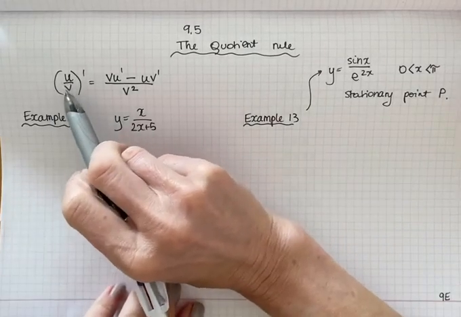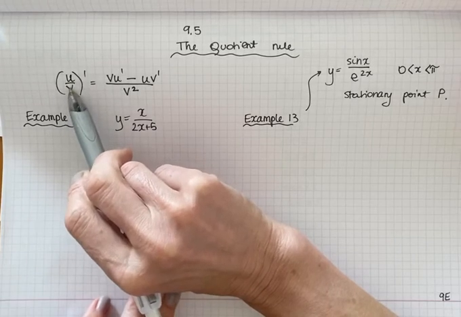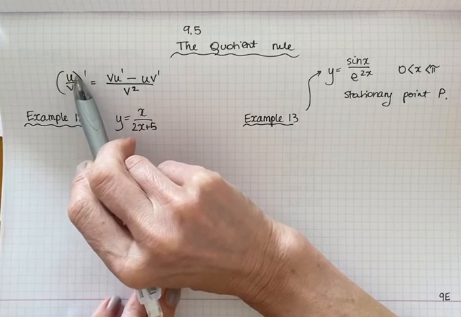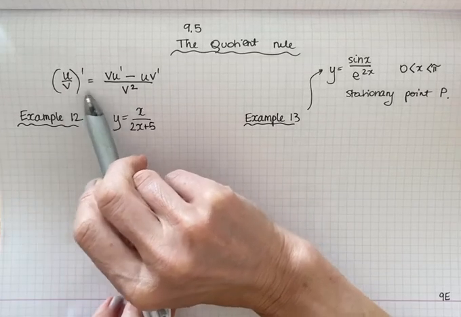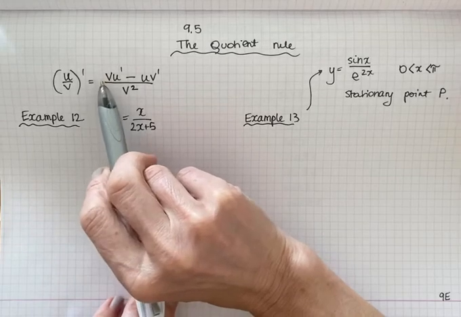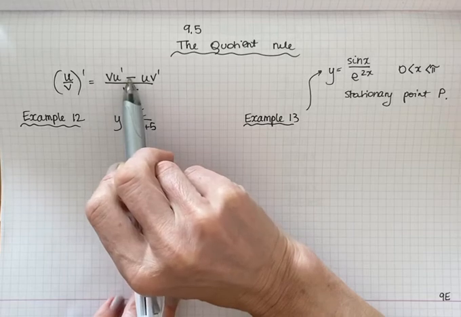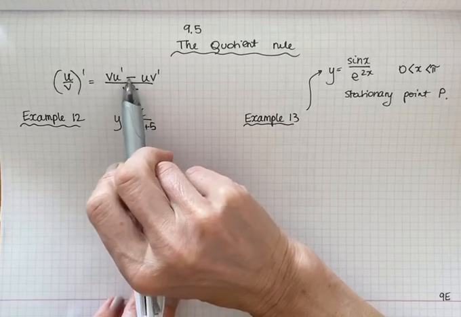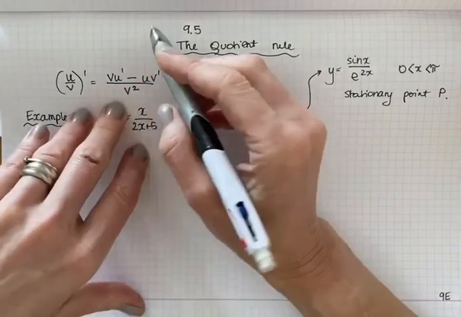So if you have a quotient, the division of two functions, if you write them as a fraction, you will name the numerator as u and the denominator as v. And then on the top of the result, you will have almost the same identical result as for the product rule, but with a minus. So you have vu dash minus uv dash. And then in the denominator, you will have v squared.